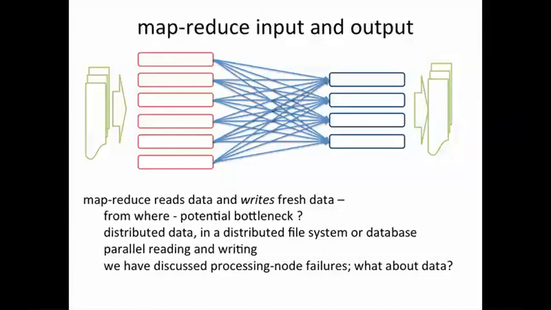Further, we've discussed processing node failures and seen how MapReduce recovers from these without letting the overall MapReduce job fail. But what if the nodes on which data is stored fail? They also need to be fault tolerant. To solve both these problems, distributed file systems were developed, primarily first by Google and then Yahoo, and that's what we're going to study next.